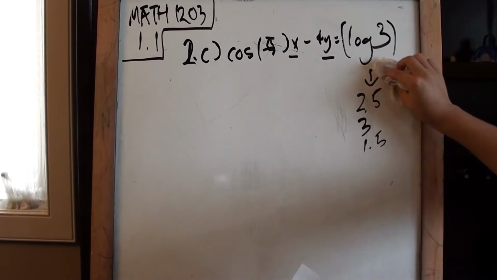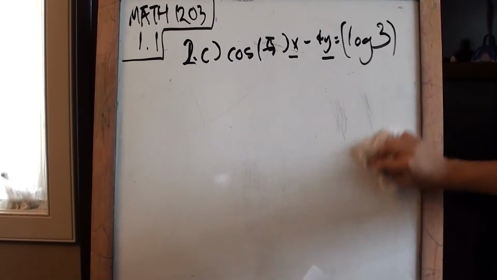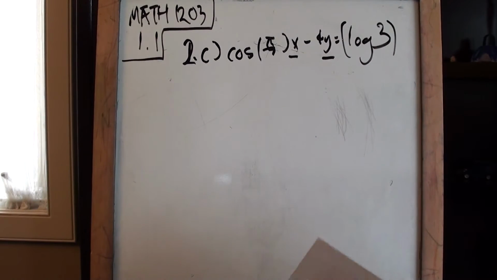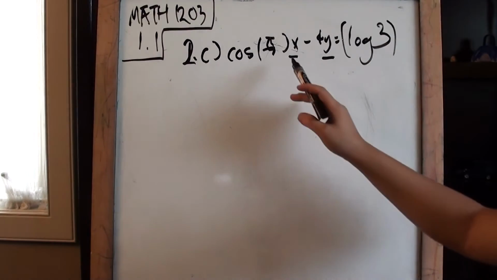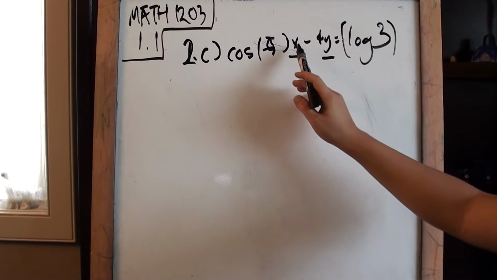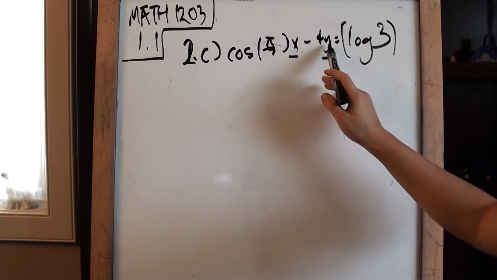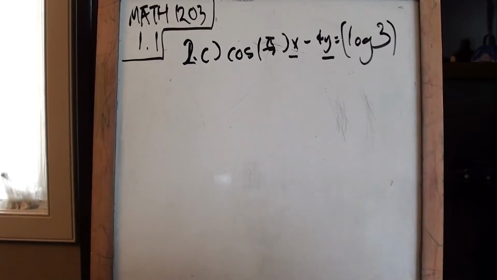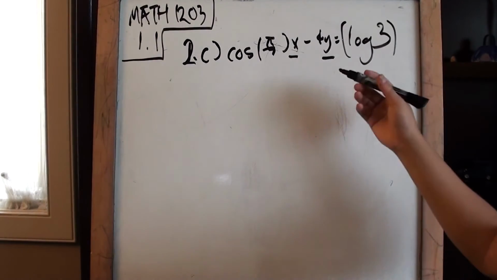Nonetheless, we don't really care because our question isn't to figure out what x and y are. Our question is whether this is a linear equation or not. So nonetheless, because of these two factors, right? x has power of 1, y has power of 1, therefore it is linear, right? So that's all there is.